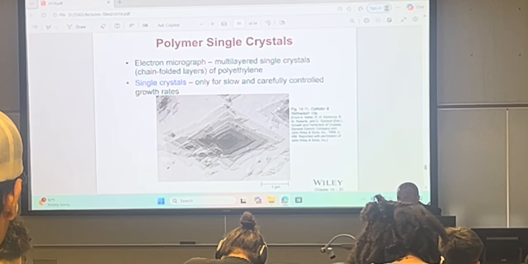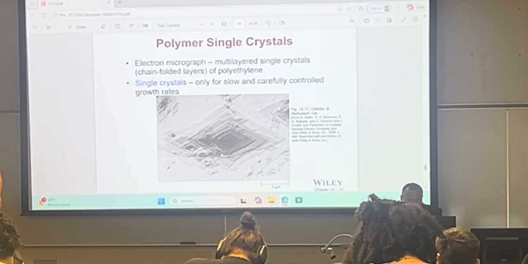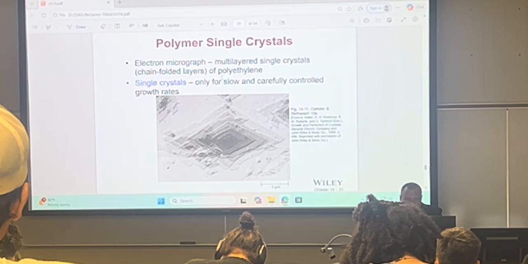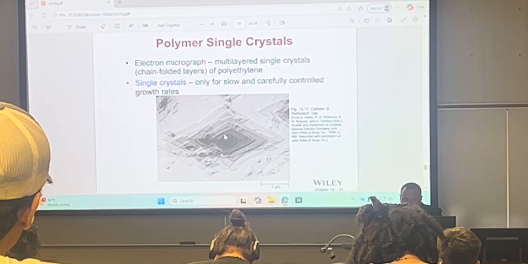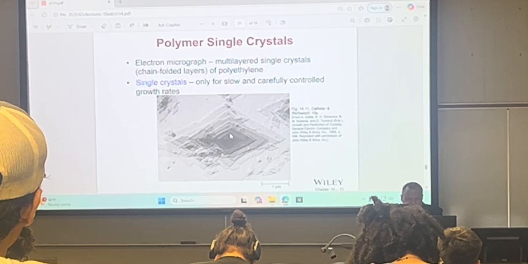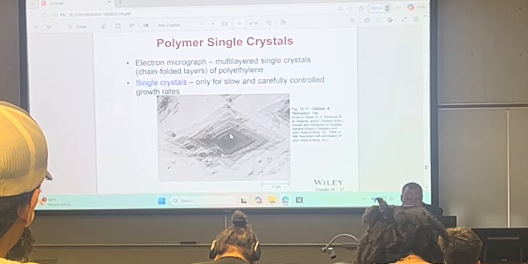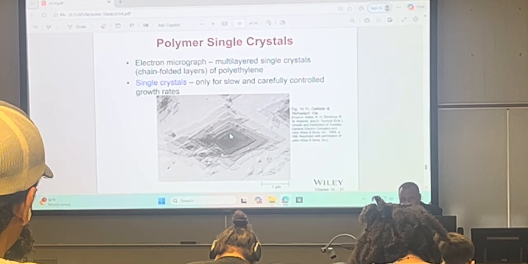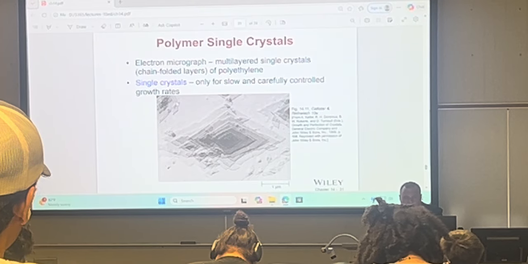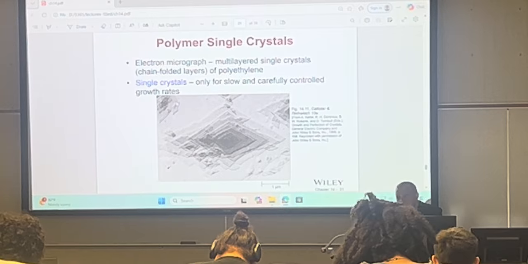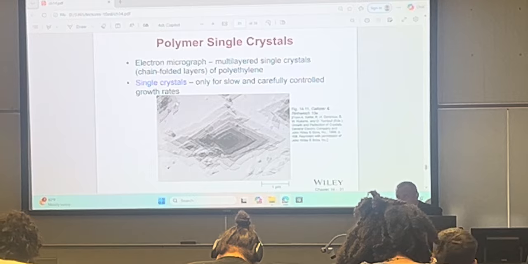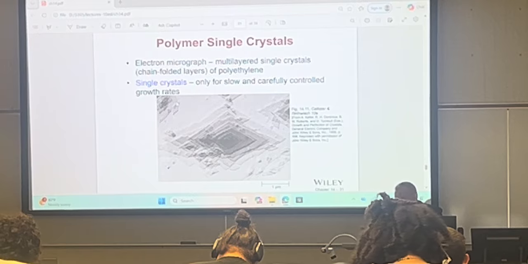It can be characterized, so we can look at it in the microscope. These are folded chains of polyethylene. You can see it here. There's a scale bar is 1 micron. And this only happens in a very slowly and carefully controlled growth rate. So a furnace that you need to control the temperature very accurately and keep it there for a very, very long time.